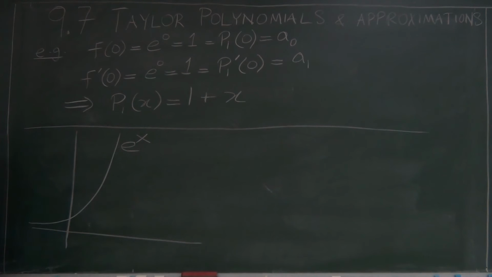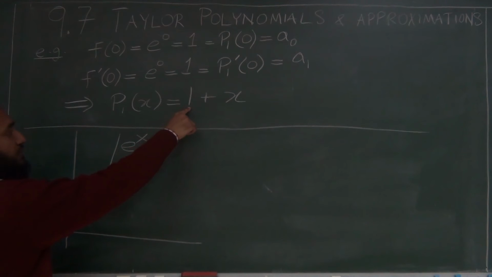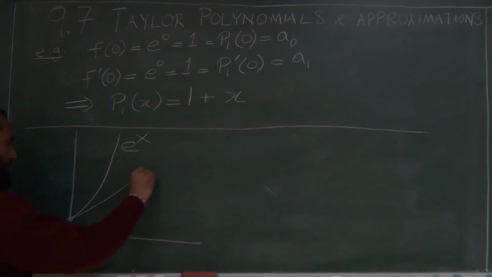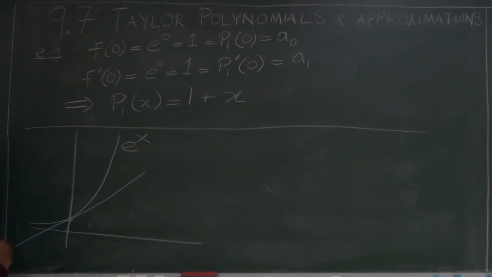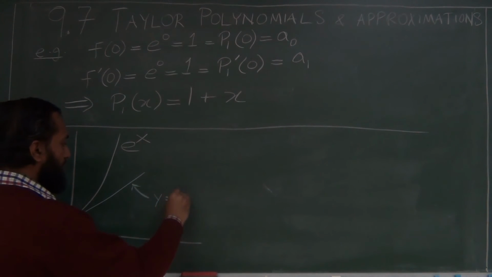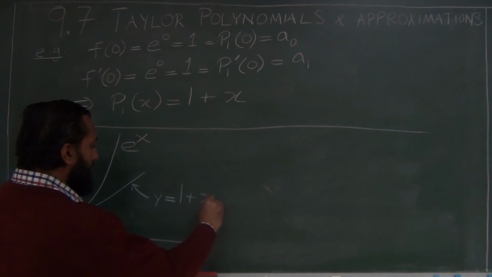This is our e to the x, and the point we're working with is at c equals 0. And what is the function we found? It's the linear function with slope of 1, intercept of 1. So it has to agree there, and it has slope of 1, intercept of 1. This is our y equals 1 plus x.